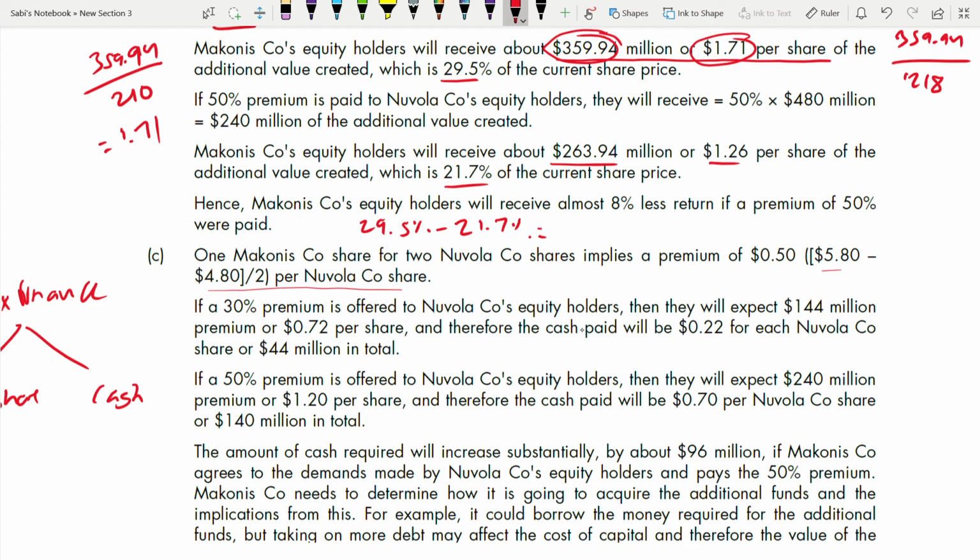Now, if a 30% premium is offered to Nuvola equity holders, they will expect 144. We already saw 480 into 30%. Premium of 0.72 per share. How are they getting it as per share? How are they getting 0.72?